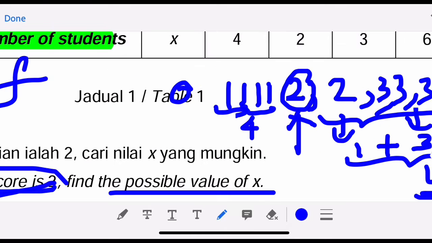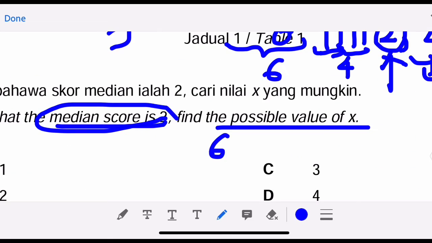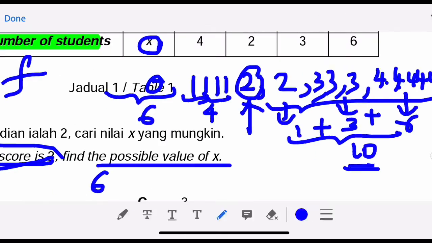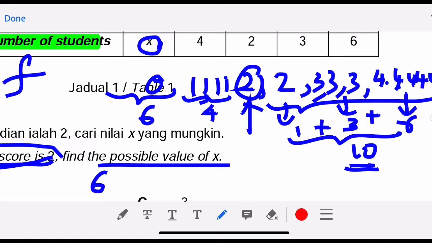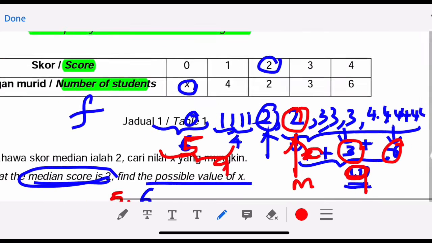So this one, the number of 0 here should be 6, so that the 2 will be the median. So the possible value is 6, but let's say the median is here, it's a median, right? Now if this is a median, now here will be 9. This one take out, so it becomes 9, 3 and 6. Now here will be 5, isn't it? 5. So that here will be 9 also. So it can be 5 or 6 for the possible value of x.